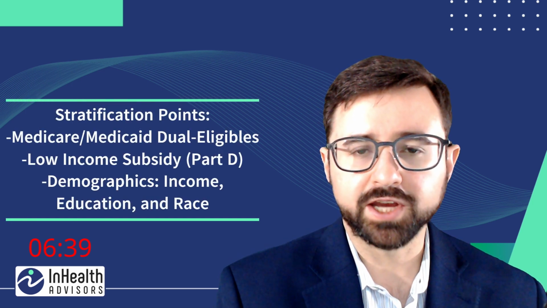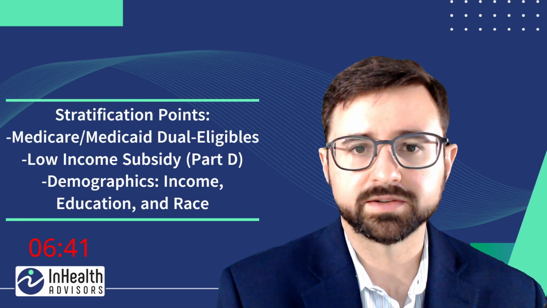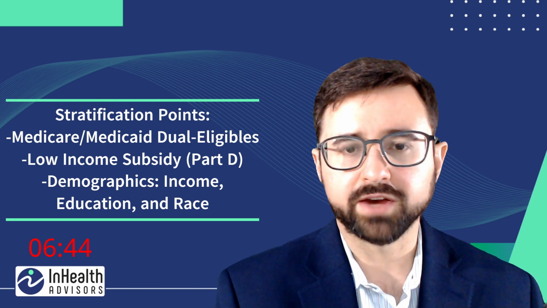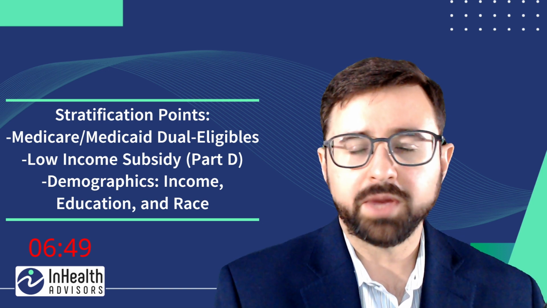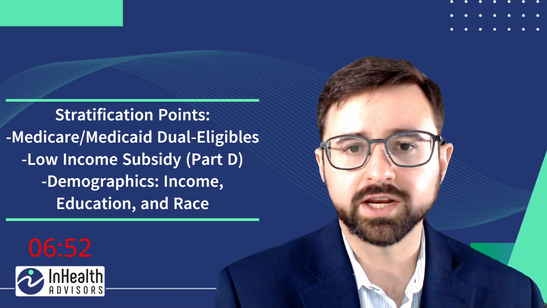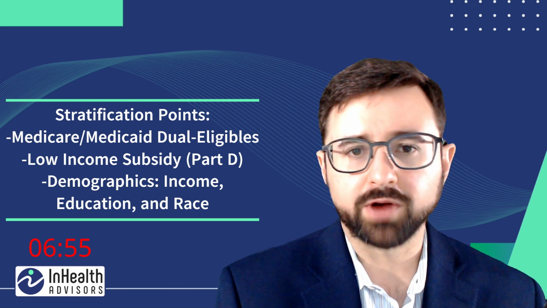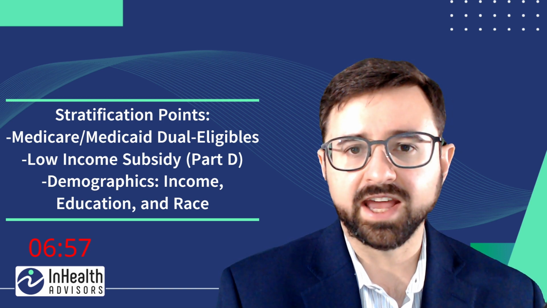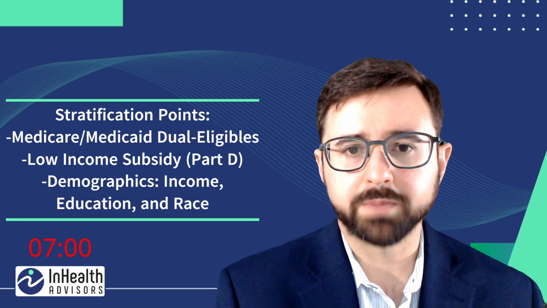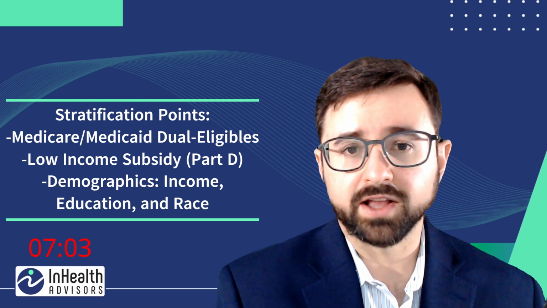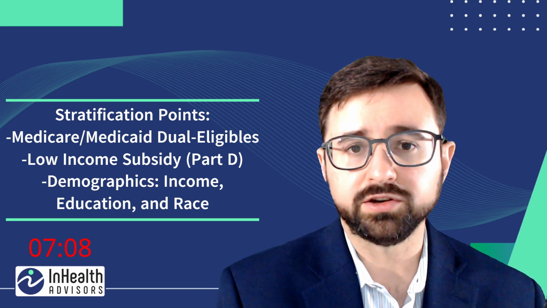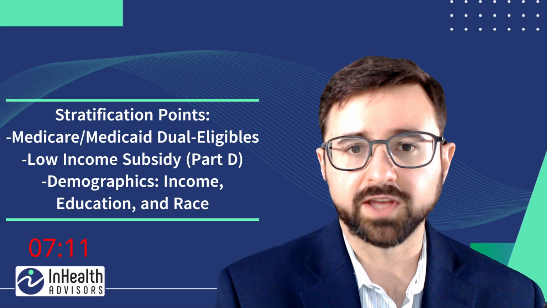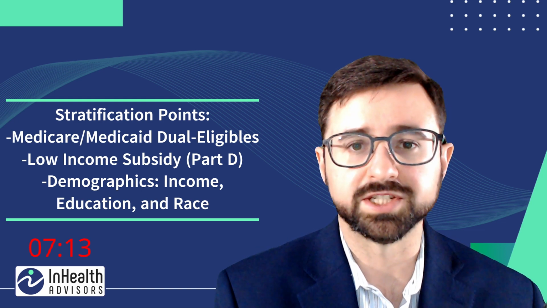The second bucket of data pertains to the common points of stratification for populations for benchmarking purposes. The most common areas where we see stratification are on things like dual Medicare Medicaid eligibility status, patients that are eligible for the Part D low income subsidy, as well as other demographic factors like race, ethnicity, and educational attainment. As time goes by, we anticipate that more publicly available benchmarks will be published, stratified by these populations. For the time being, you can rely on your electronic health record systems to do the stratification and develop benchmarks internally within your own organization.